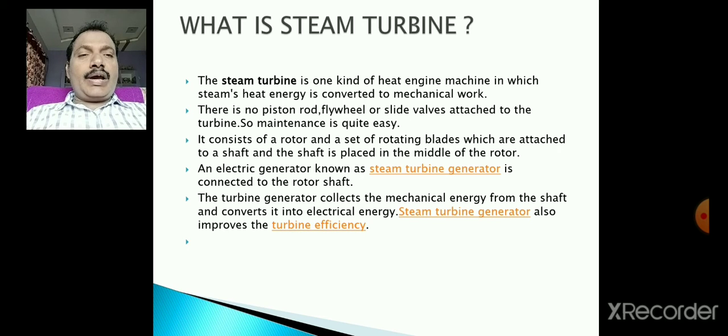It consists of a rotor and a set of rotating blades which are attached to a shaft, and the shaft is placed in the middle of the rotor. This is the important construction. An electric generator, known as a steam turbine generator, is connected to the rotor shaft. That means the same rotor shaft is holding both turbine and generator. The turbine generator collects the mechanical energy from the shaft and converts it into electrical energy. The steam turbine generator also improves the turbine efficiency.